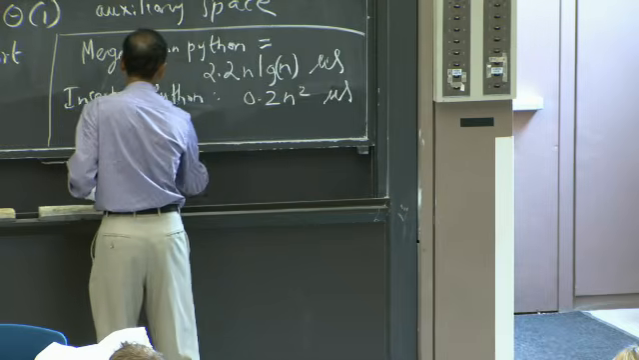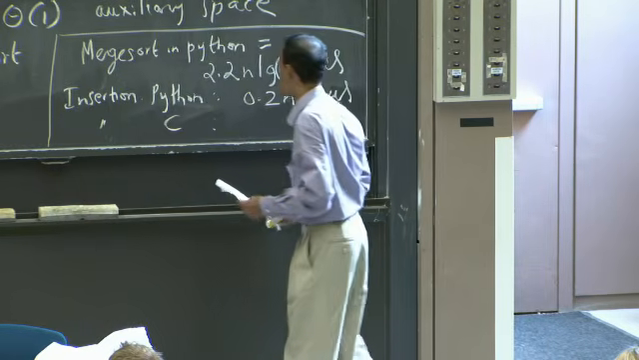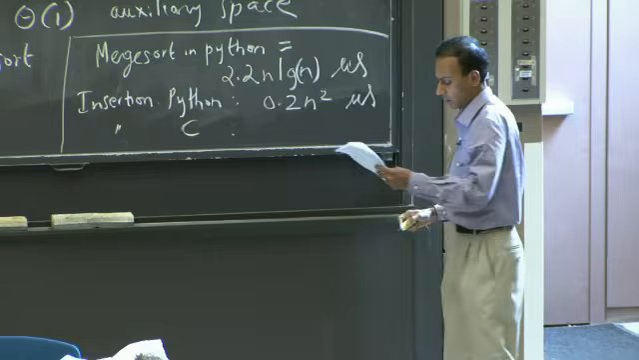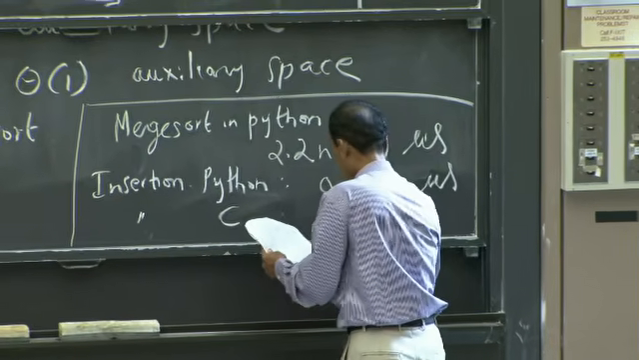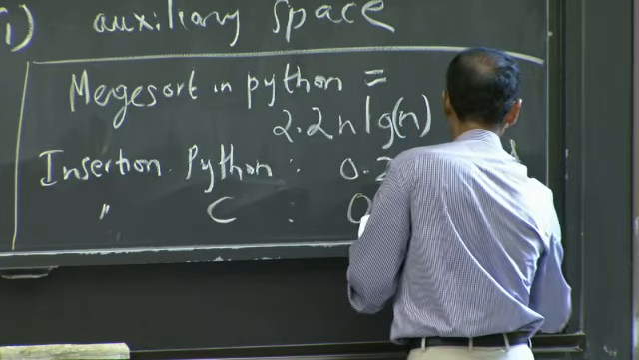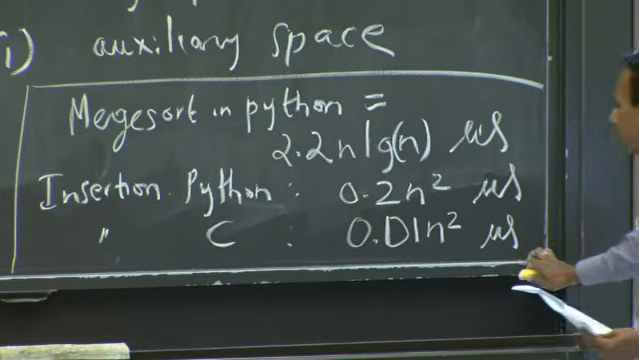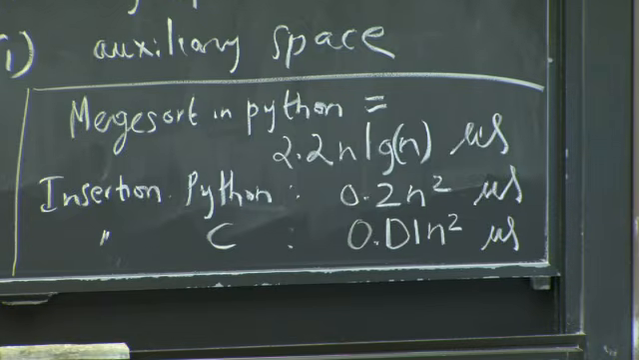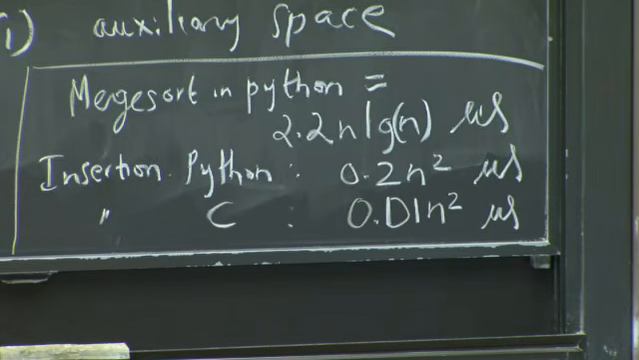If you do insertion sort in C, which is a compiled language, then it's much faster. It's about 20 times faster. It's 0.01 n square microseconds. Okay? So a little bit of practice on the side.